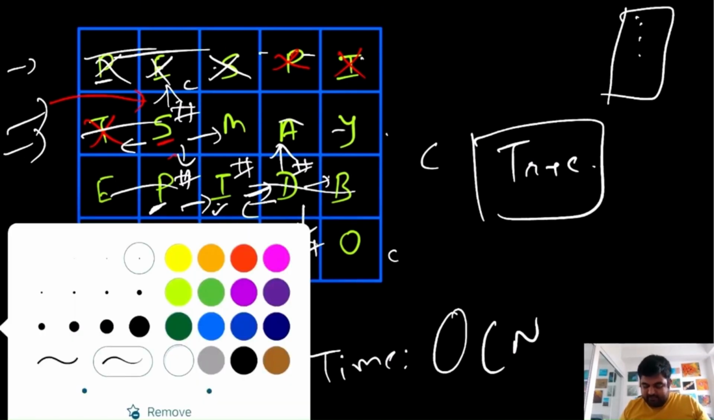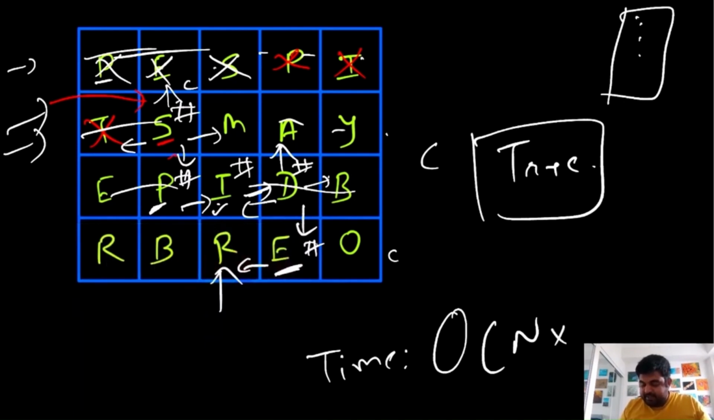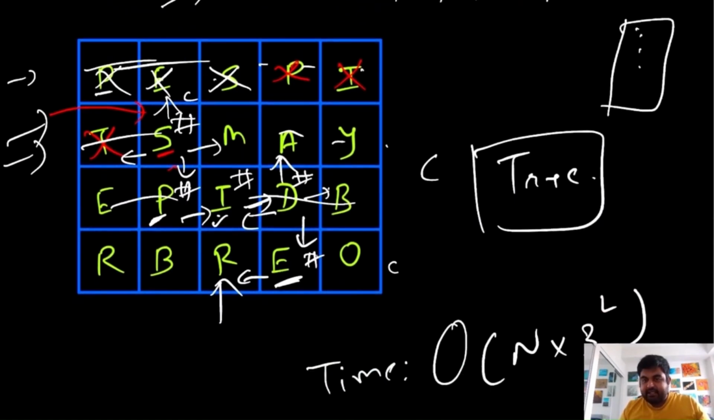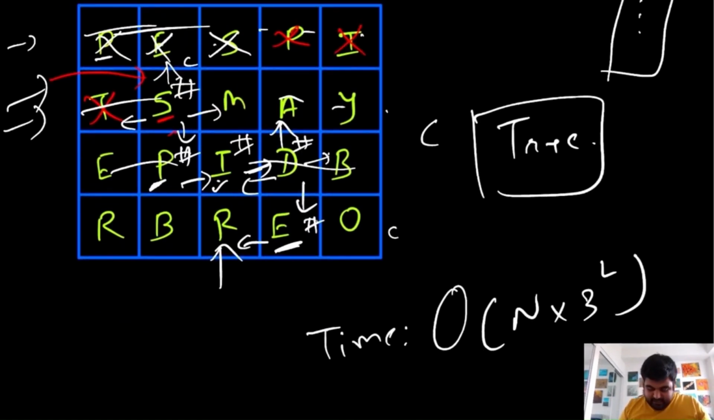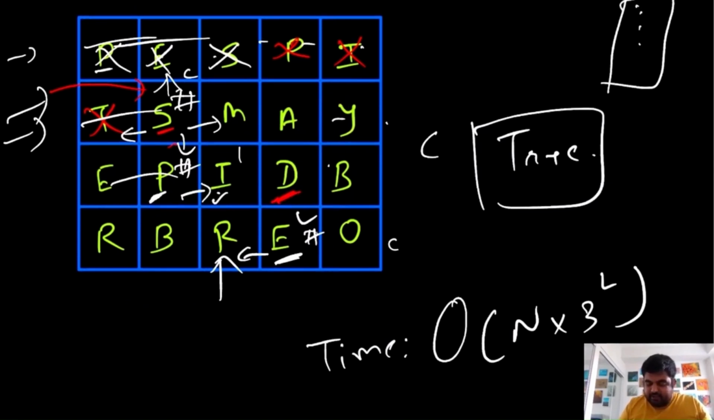So n is given, but then we will have to repeat the same process 3 to the power of the length of L in the worst case scenario. Why 3 to the power of the length of L? Because notice that at any single position, suppose we were at this position D, and we need to see whether the next value E exists or not. So we need to check 3 places, not this one, because this already has the value hash, which means we won't check this one.